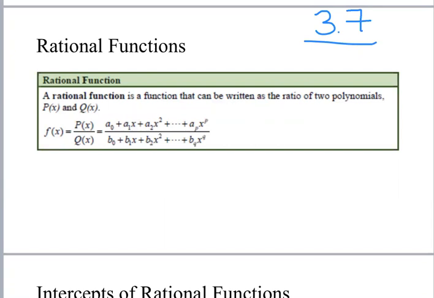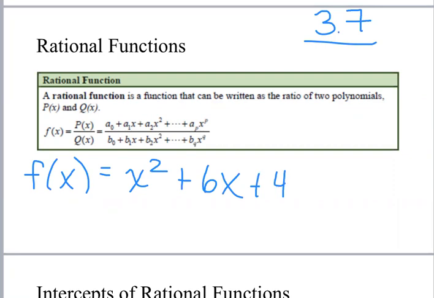And it's any two polynomials written in a ratio. So what we mean by that is it could be a quadratic over a cubic, or just any combination of a polynomial function over another polynomial function.